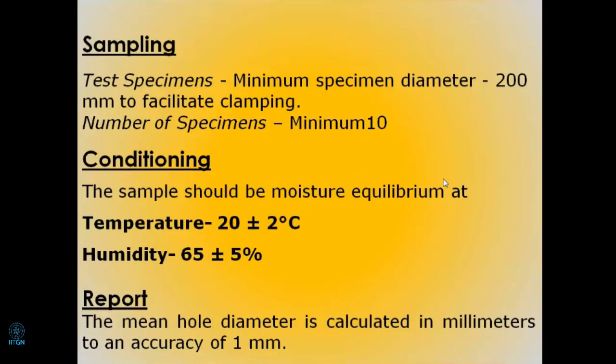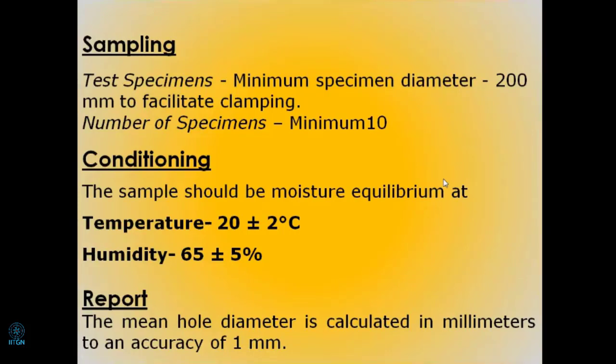Again, the conditioning as per the codal provisions, in this case, is 20 plus minus 2 for temperature, as well as humidity requirement of 65 plus minus 5. Means the humidity should be between 60 to 70%. It should not be less than 60, it should not be more than 70%.